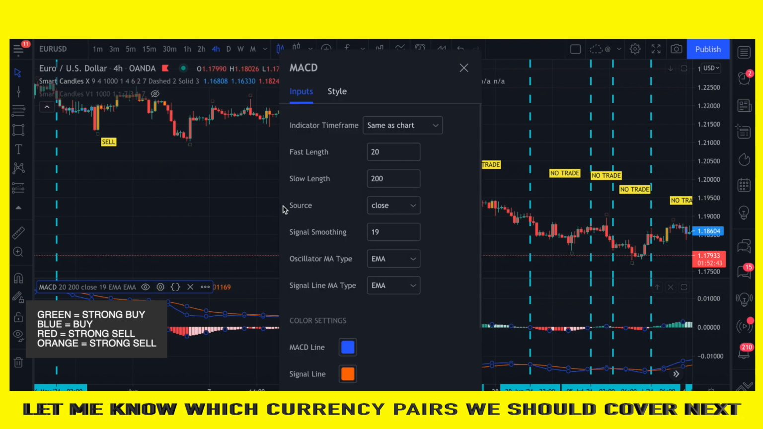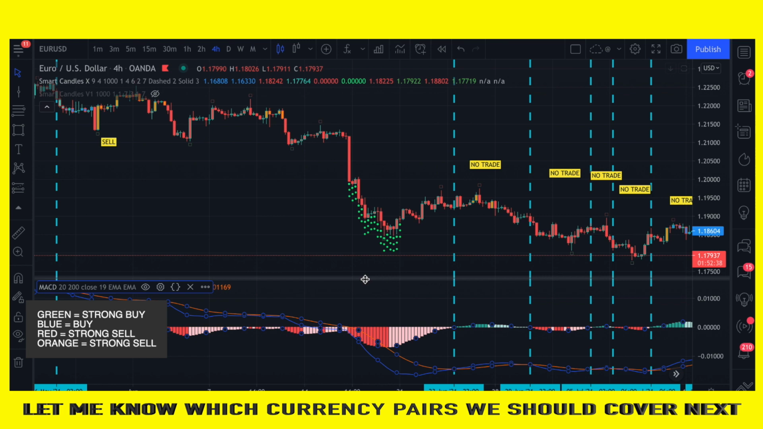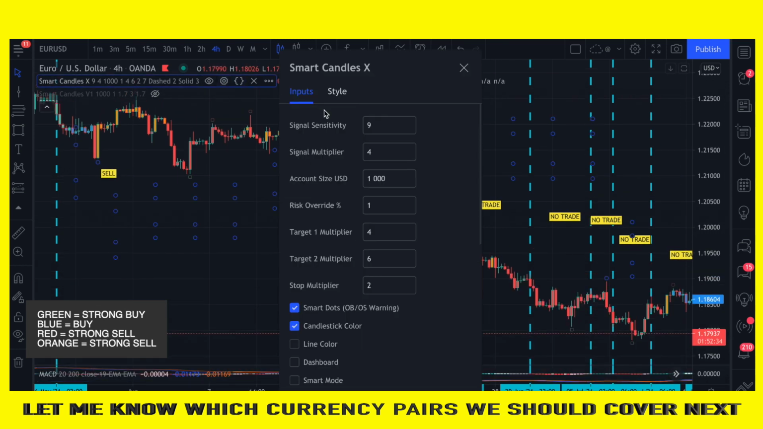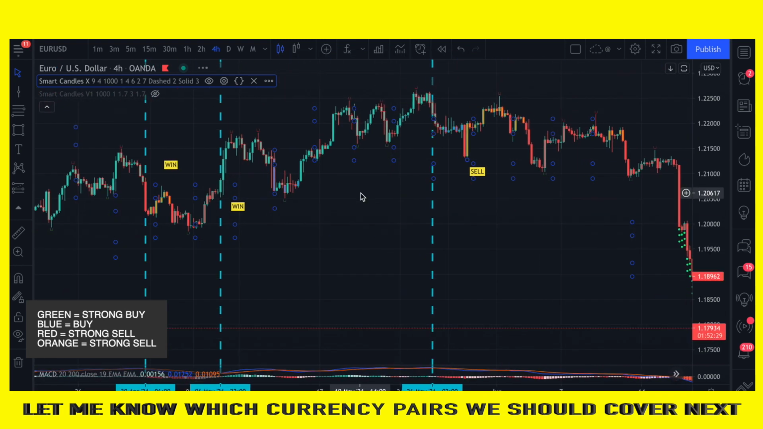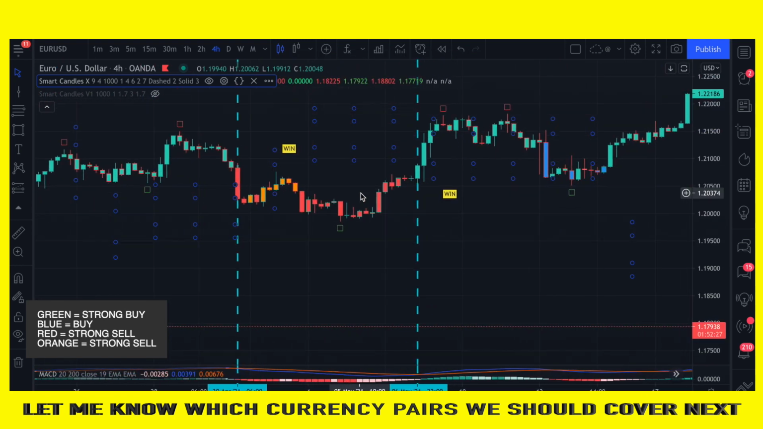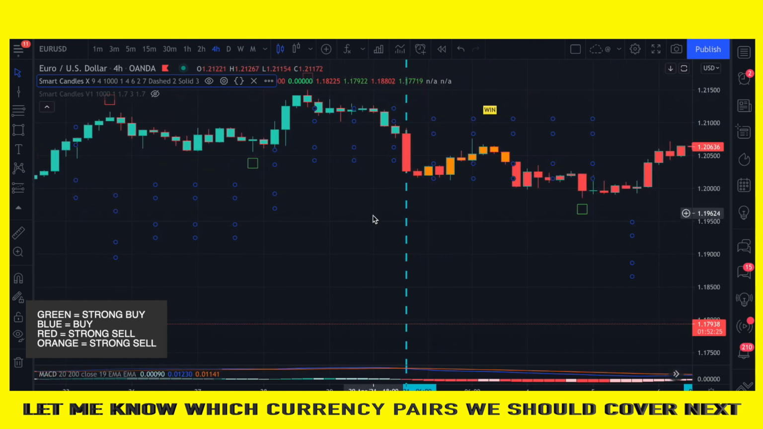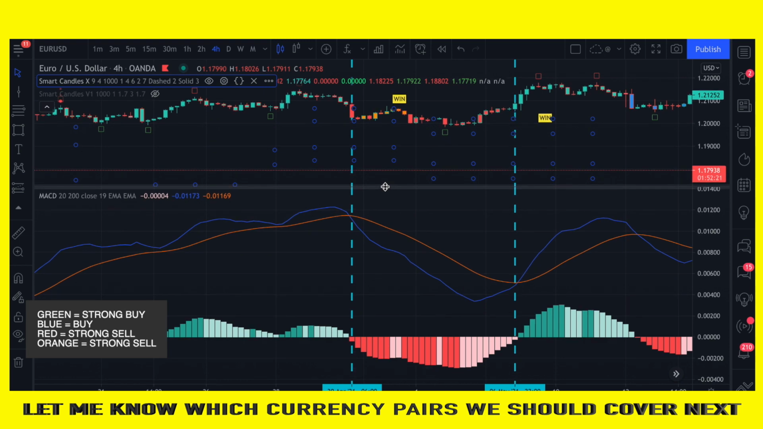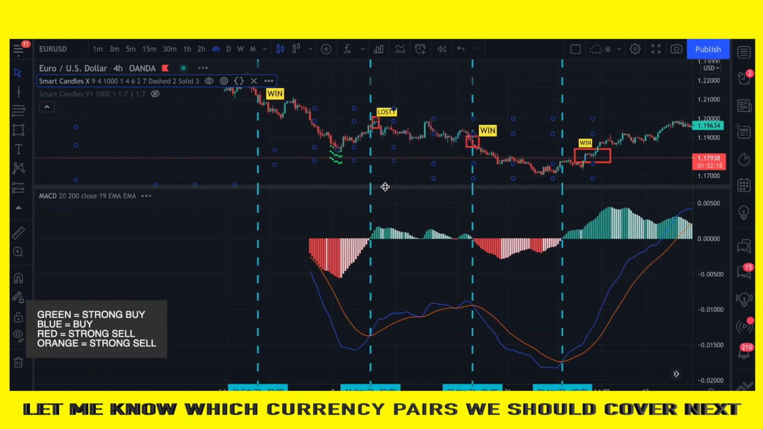So before we do that, here's the settings for MACD, 20, 2, 19. And then we actually can go up here and look at the settings for smart candles. We have 9 and 4 for the sensitivity and the multiplier, and we can actually just kind of work through these. So remember what I said, we need to have it actually cross and it needs to line up with the market. And we'll start all the way back here.